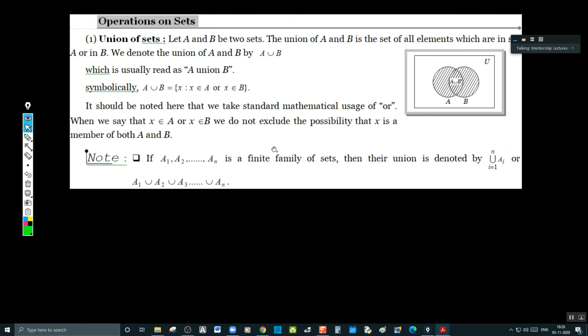Next, operations on sets. Union of sets. Let A and B be sets. This is very, very simple. Follow this carefully. Union means either A or B or both. This is called union. I'll draw it and show you separately.